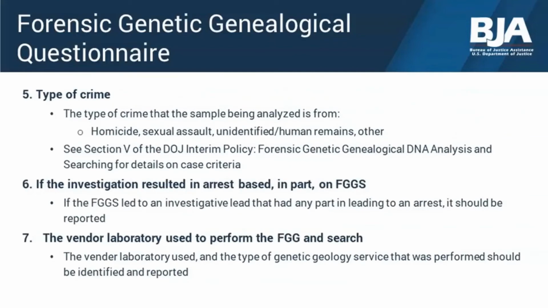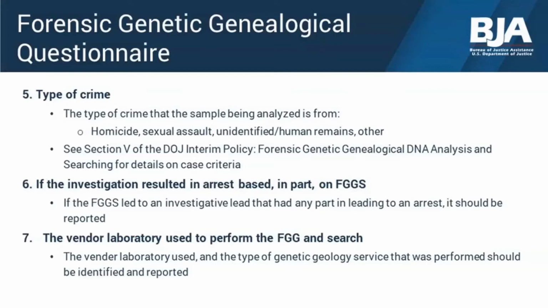Next, question 5 is regarding the type of crime. So, when utilizing funds for FGG, report on the type of crime being investigated. Cases being investigated have to meet certain criteria in order for grant funds to be used for FGG. So please see section 5 of the DOJ interim policy for this criteria and make sure your case is eligible for FGG funds.